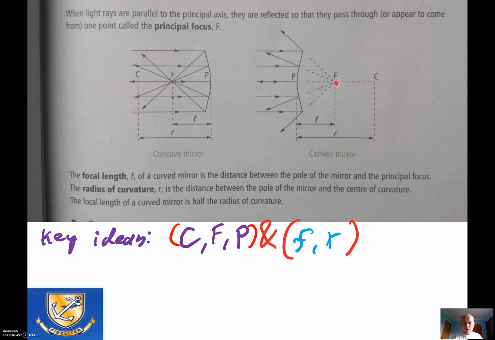The second are two lengths. First of all, the focal length and the radius of curvature from the center, and it's this way as well. That's for convex. So the focal length and the radius, and interestingly enough, the focal length is half of the radius. That's because of angle in, angle out stuff.